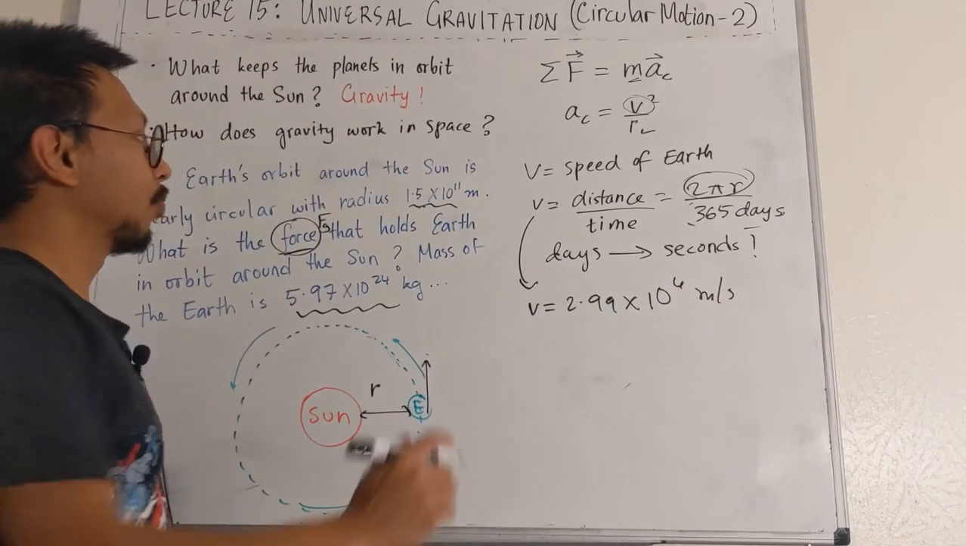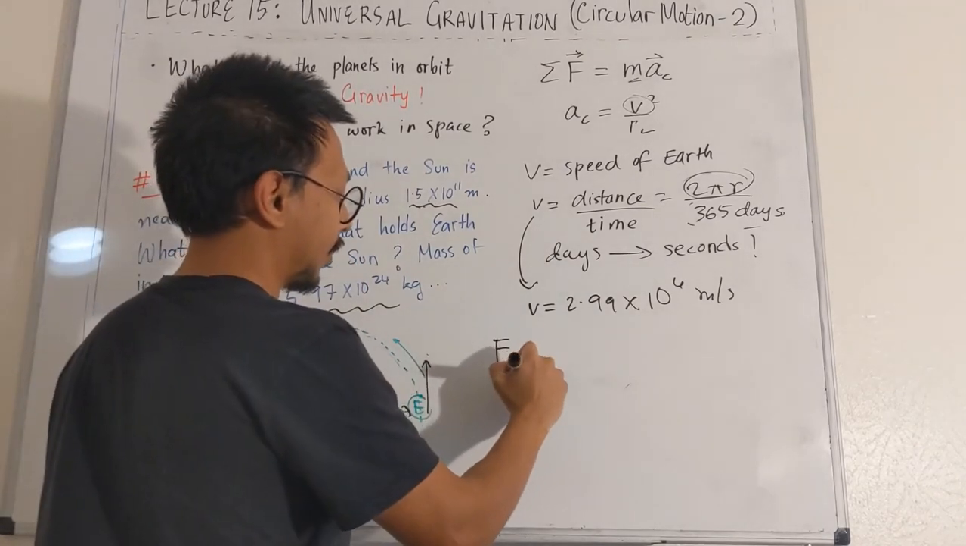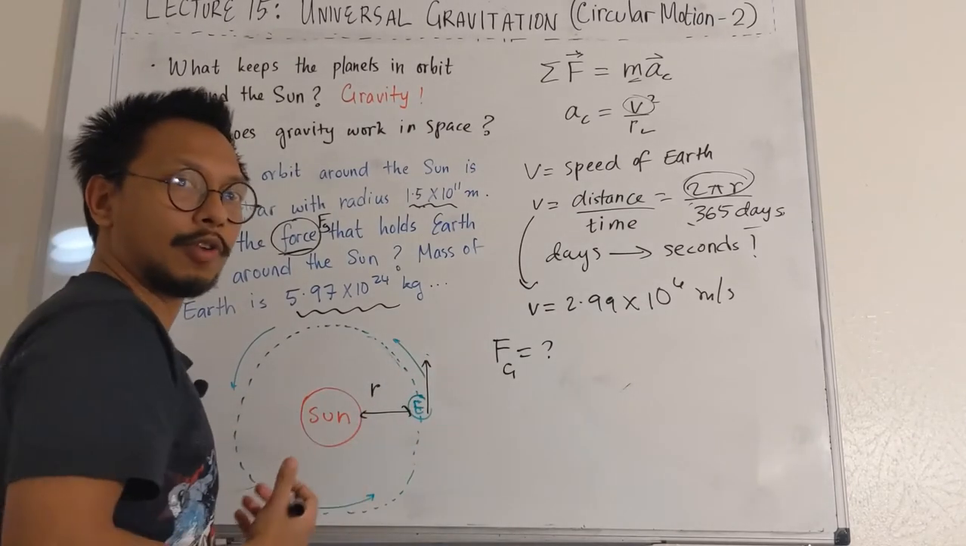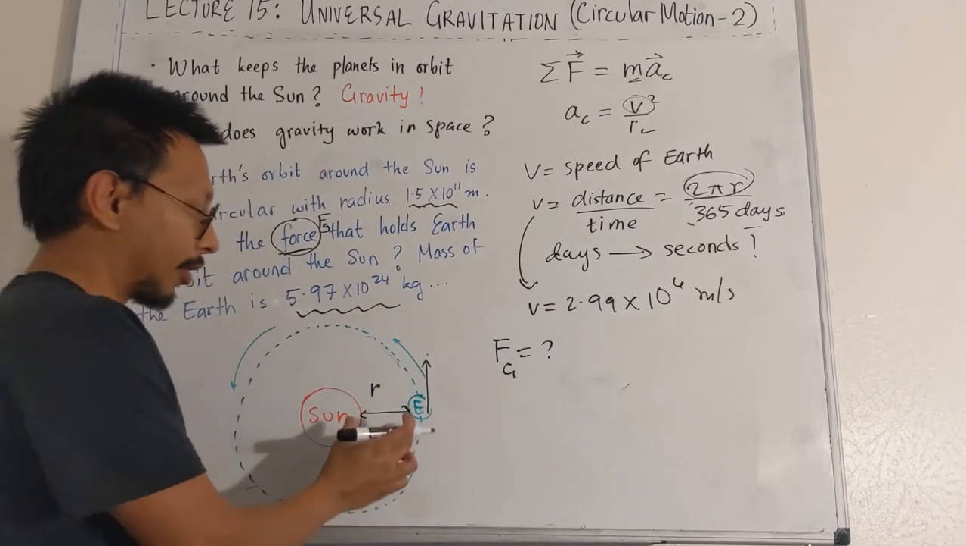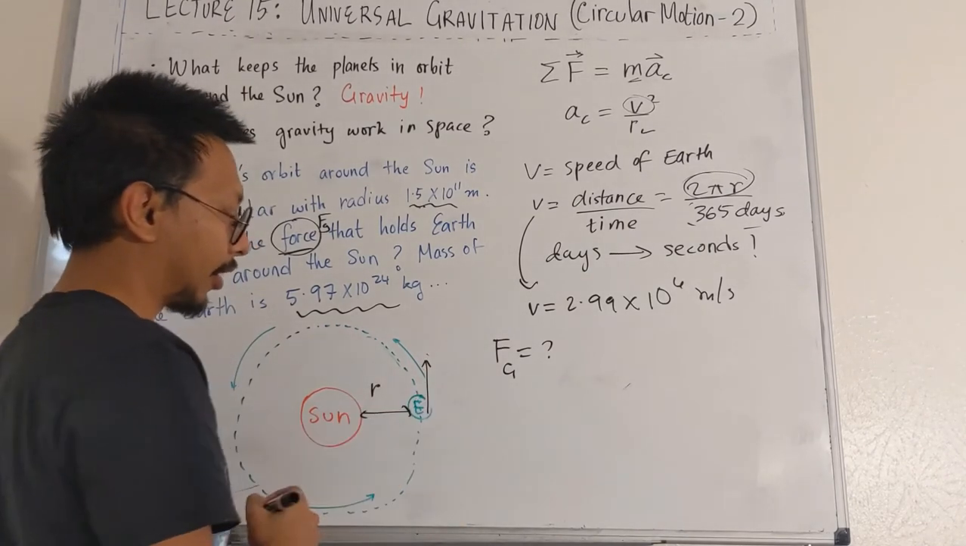Now we wanted to find this force of gravity, Fg, right, is equal to what? To find any force, first of all, what do we do? We draw the free body diagram. Let's say that the Earth is here, the Sun is here. We draw the free body diagram for the Earth.